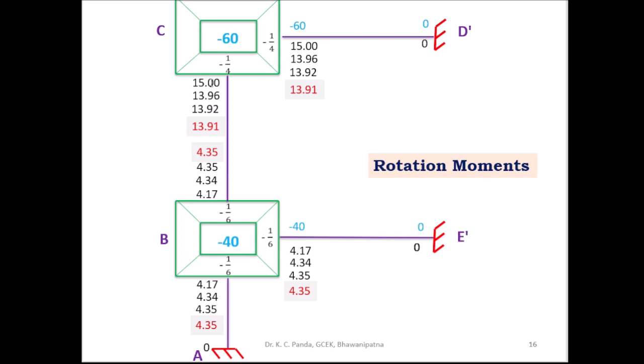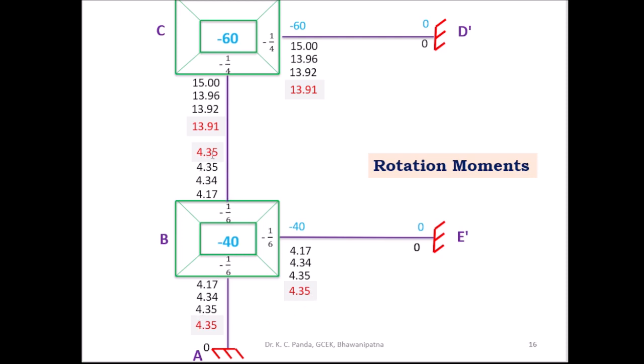Then find out the near end rotation moment. So these are the near end rotation moments. In the first cycle this is the value, and second cycle this is the value, third cycle this is the value, and fourth cycle this is the value. So after iterating the fourth cycle, similarly at the joint C, this is the first cycle value, this is second cycle value, this is third cycle value, and this is fourth cycle value. Similarly at joint B, this is first cycle value, second cycle value, third cycle value, and fourth cycle value.